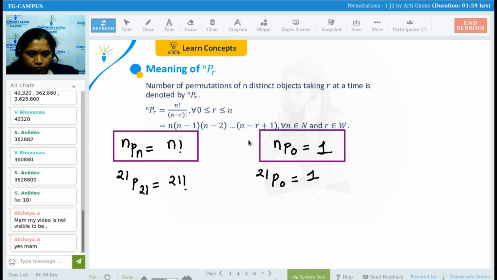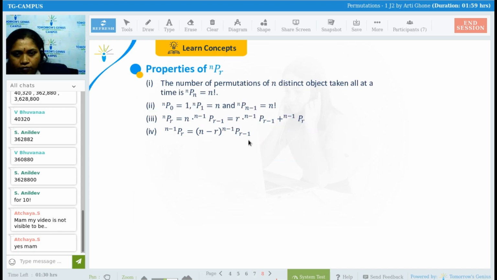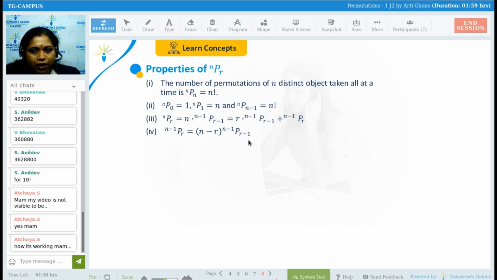Now let's understand some of the properties of permutations. So here nPn is n factorial, nP0 is 1, nP1 is n, nP(n minus 1) is n factorial, nPr is equal to n into (n minus 1)P(r minus 1). If you have to do it with a shortcut in any case, these properties are important. Don't take this in a picture. Third and fourth are not so important, but the values of first and second will be frequently used. Clear? Clear properties of nPr.